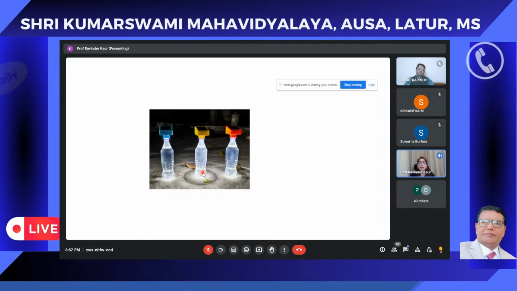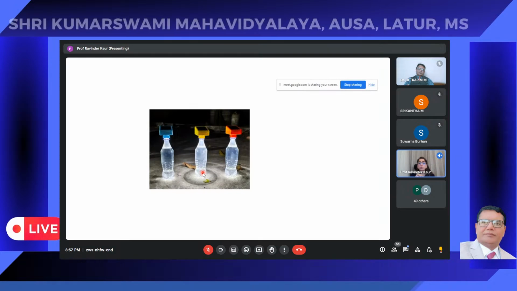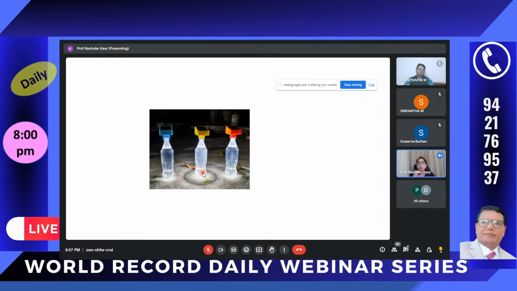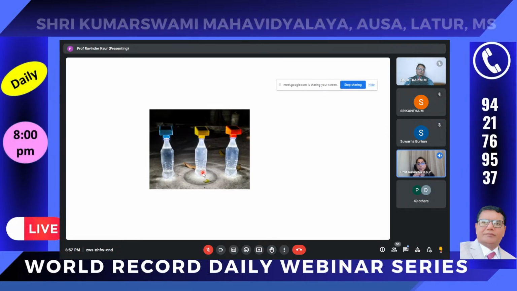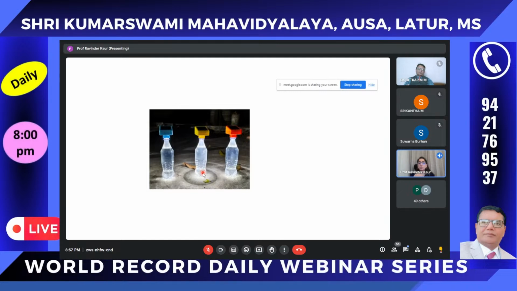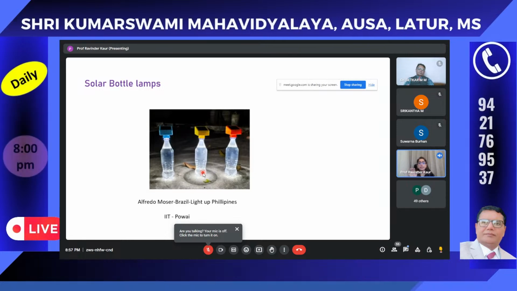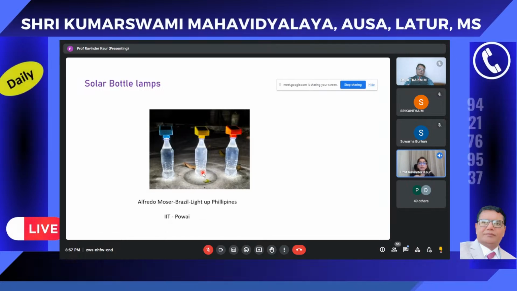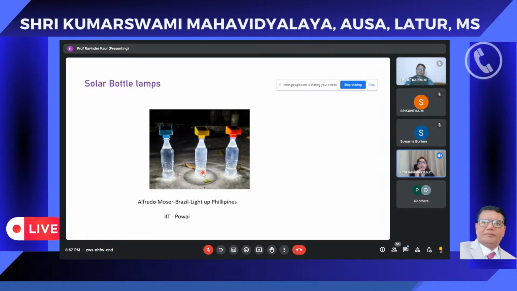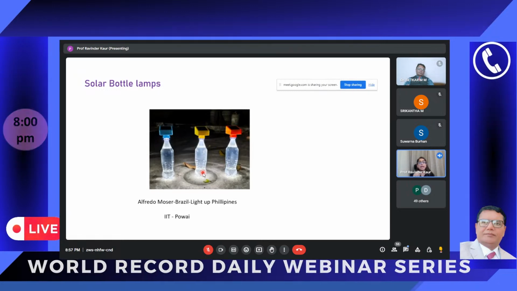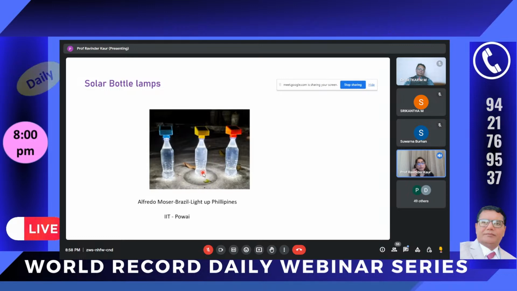But later on, again, an iteration was done. The caps were made of photosensitive material, the solar cells, so that it can absorb the light during the daytime, the cap. And so the entire bottle could be used as a bulb, incandescent bulb of 50 to 60 watts. And this was first used in Philippines. The cost of making is very less, but it lit the entire Philippines, although it was invented in Brazil by Alfredo Moser.